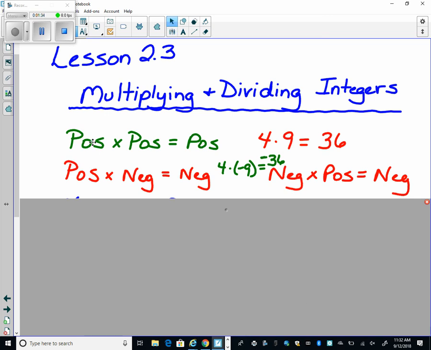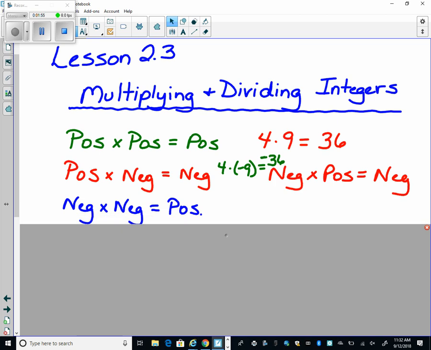Now if I did that in reverse, if I did negative 9 times 4, I'm still going to get negative 36. When you're working with multiplying and dividing, you can break it into 2 steps. Multiply or divide the numbers, then go back and look at the sign. So numbers and then sign are the 2 items that you need to focus on.